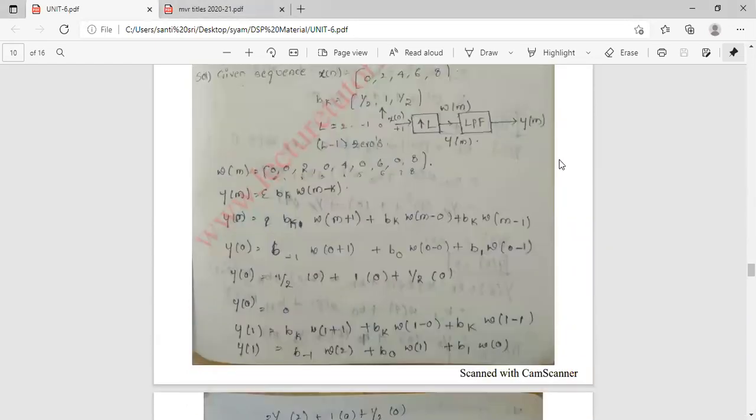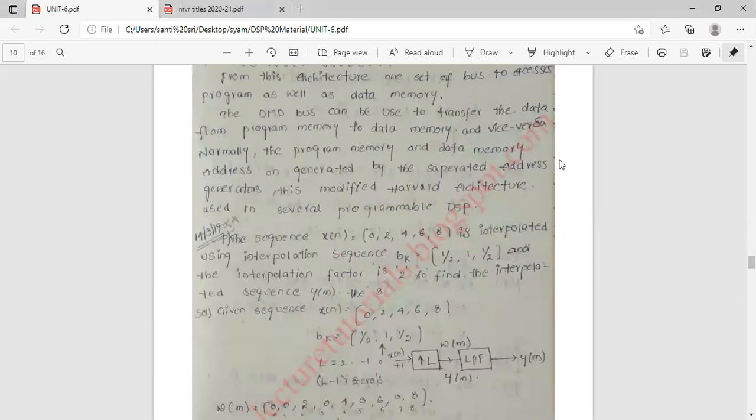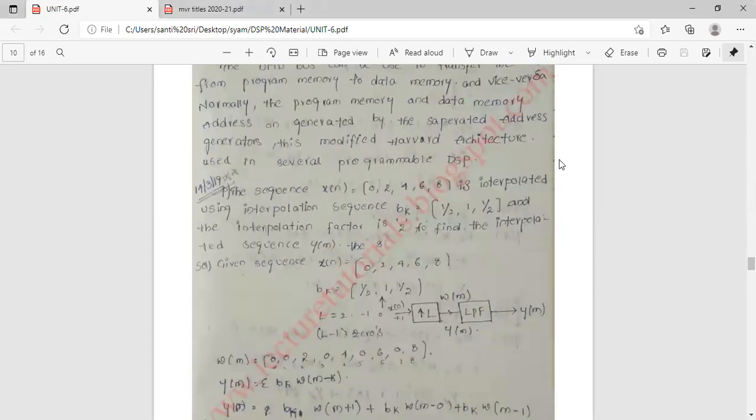Already yesterday we were discussing these problems. We will discuss it again. So the sequence is given like this. The sequence x of n is given as x of n equal to 0 2 4 6 8, which is interpolated using interpolation sequence bk equal to 1 by 2, 1, 1 by 2, and the interpolation factor is 2.